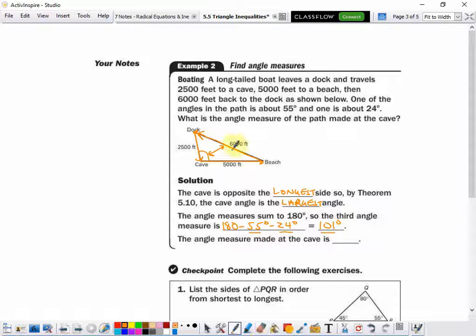The cave is across from the longest spot, so it has to be the largest angle, which is 101. Okay, so this one right here is 101 degrees. Now let's just go ahead and place the other two, 55 and the 24. 24 is the smallest. It's going to be across from the shortest side. So this is my 24 degree angle here, which means this right here is my 55 degree angle.